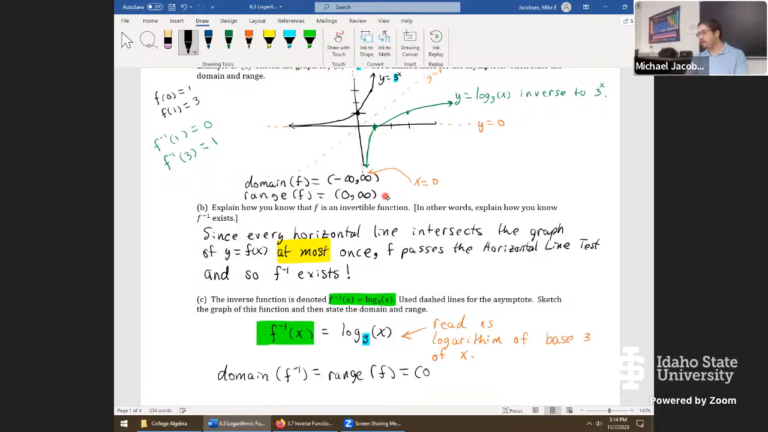In this problem, it's 0 to infinity. But this is a formula that is always in play for inverse functions. The domain is the range. If we swap this around and say range of f inverse, we're just asking for the domain of the original function f. So we go look it up. It was negative infinity to positive infinity.